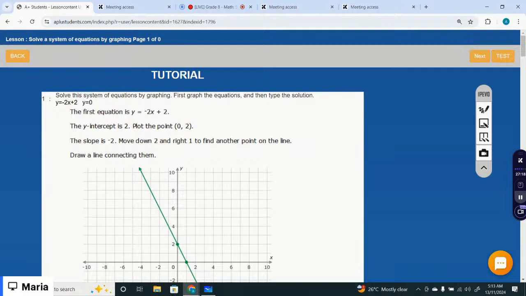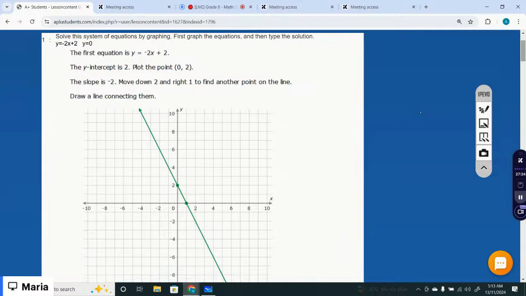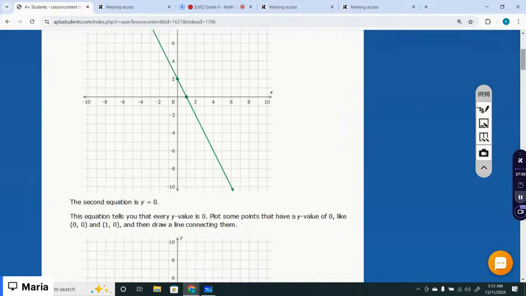The y-intercept is 2, so plot the point 0, 2. The slope is negative 2. Move down 2 and right 1 and find another point on the line and just connect them, right?